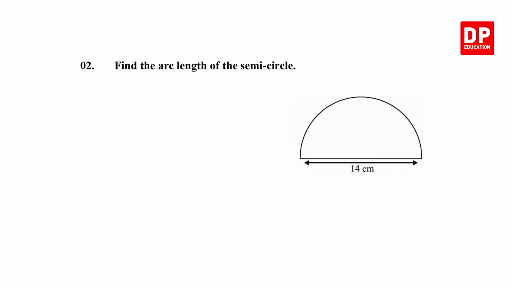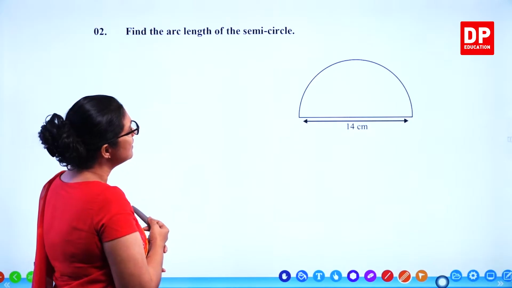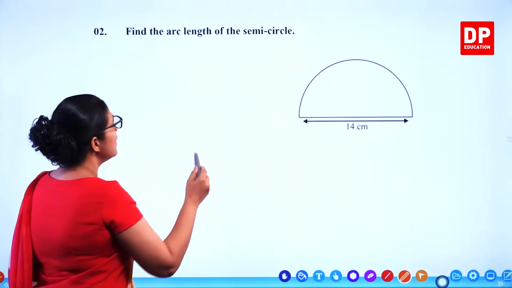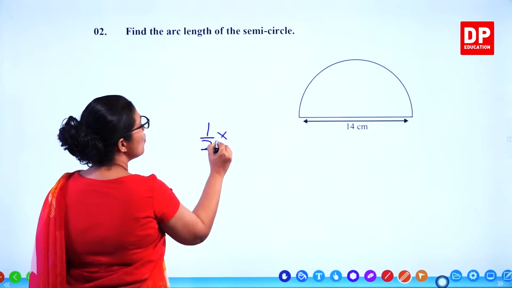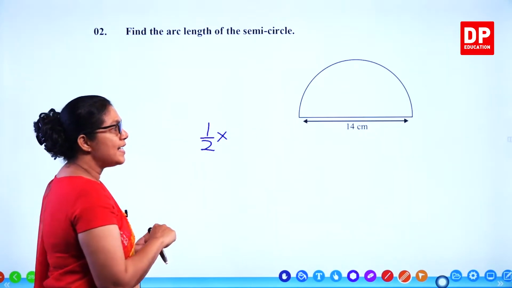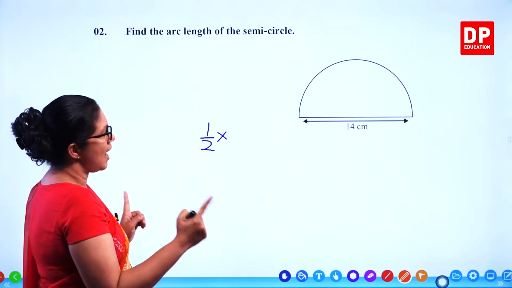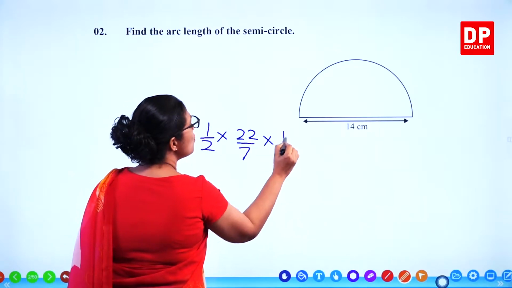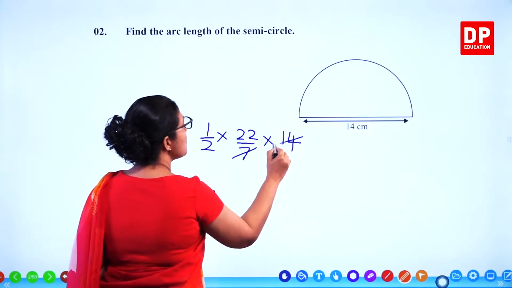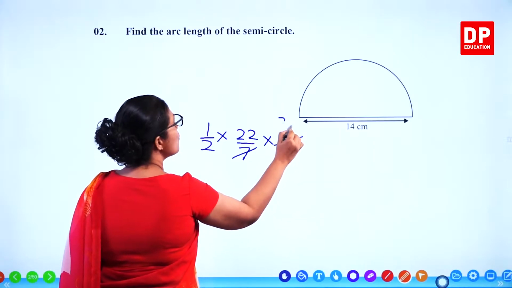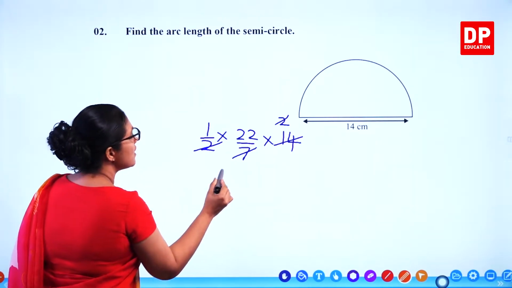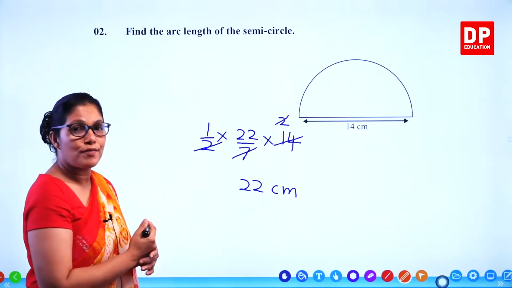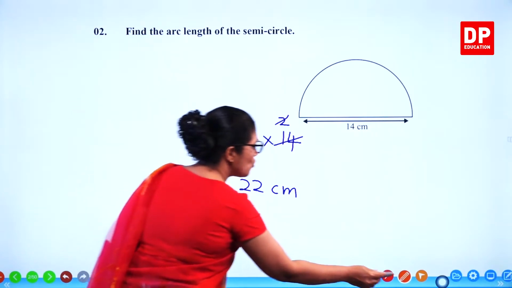Question number 2. Find the arc length of the semicircle. So this is a semicircle. That means half of a circle. So half into, either you can use pi d or 2 pi r. So d is given. Diameter is given. We'll use pi d. 22 over 7 into 14. 7 times 2, 14. This 2 gets cancelled out with this one. So 22 centimeters is the arc length of the semicircle. You get 2 marks.